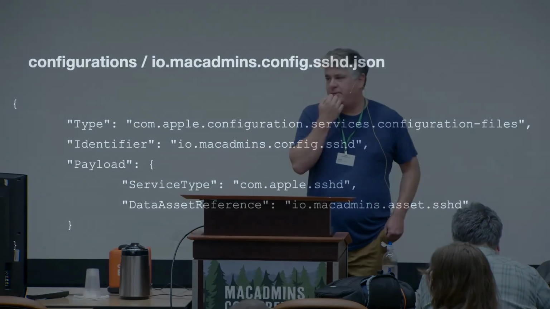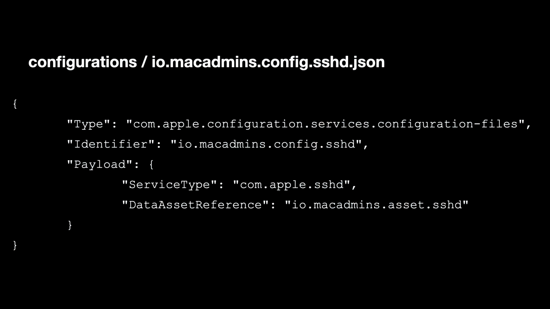So here's the boring part. What do the declarations look like? Like I said, there's components, and the ones I'm going to cover are the configs, activations, and assets. Here's an example of the SSHD service config file declaration. And the key thing here is the identifier. All of these identifiers tie together, and that's how they all know about each other and speak to each other and create the entire declaration that goes down to the client.